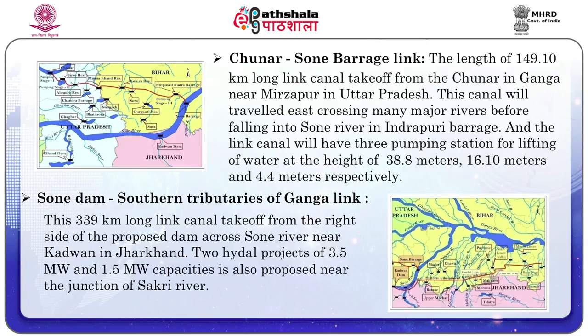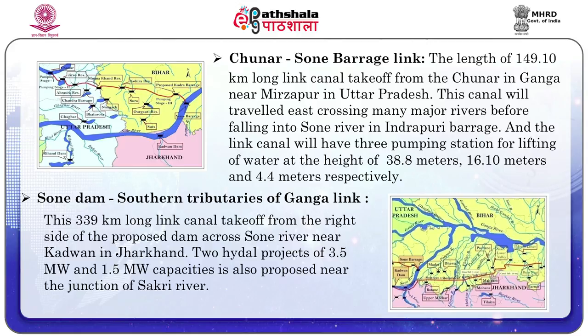Chunar-Son Barrage Link. Chunar-Son Barrage Link with a length of 149.10 kilometers long take off from the Chunar in Ganga River near Mirzapur district, Uttar Pradesh. This canal will have three pumping stations for lifting water at the height of 38.8 meters, 16.10 meters and 4.4 meters respectively.